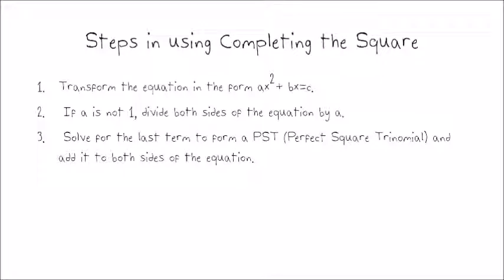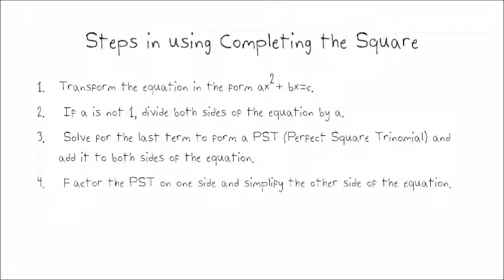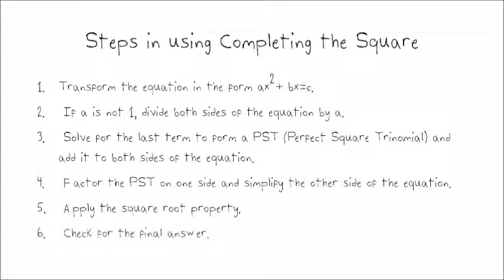3. Solve for the last term to form a PST, or perfect square trinomial, and add it to both sides of the equation. 4. Factor the PST on one side and simplify the other side of the equation. 5. Apply the square root property. 6. And of course, check for the final answer.